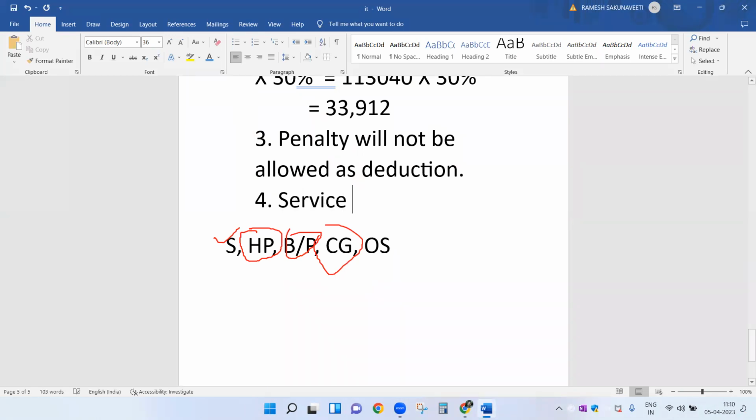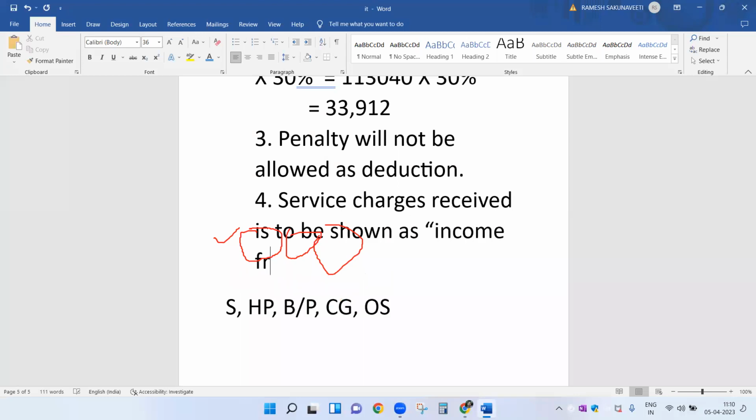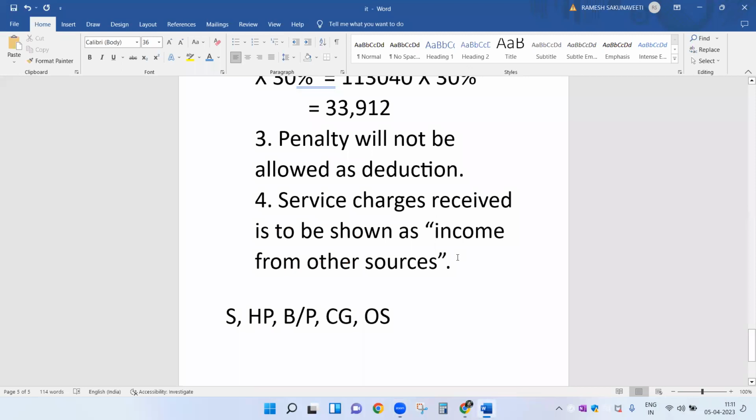Service charges received is to be shown under income from other sources. Income from other sources. Full stop. That point you have to mention, income from other sources. Yes, Pavitra, you mentioned, no, 2,000. It has to be shown in income from other sources.